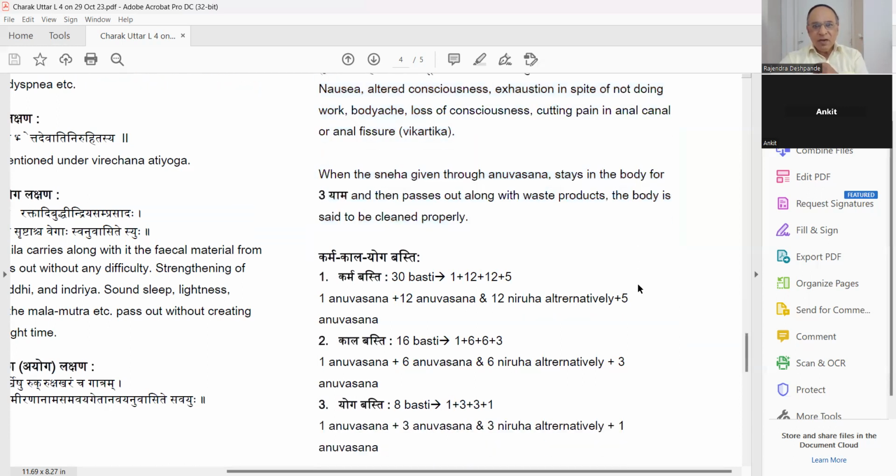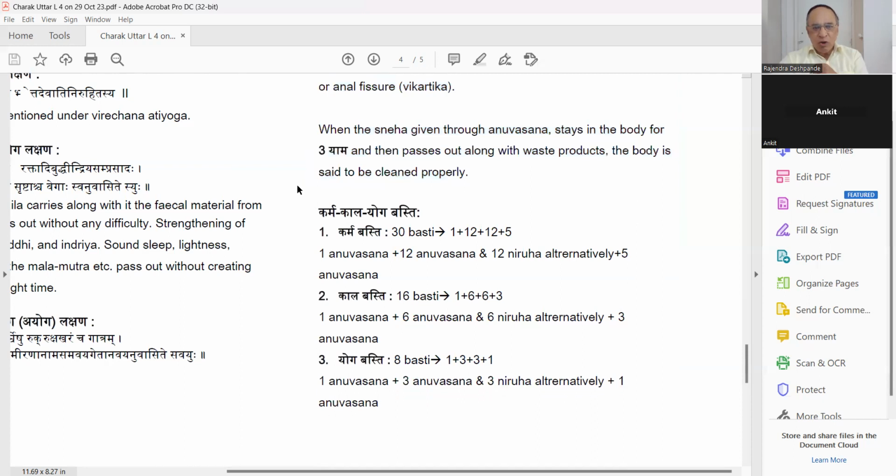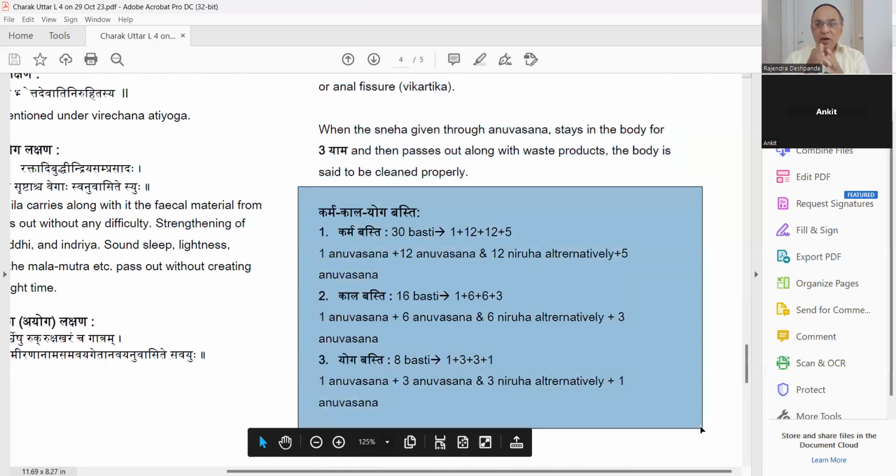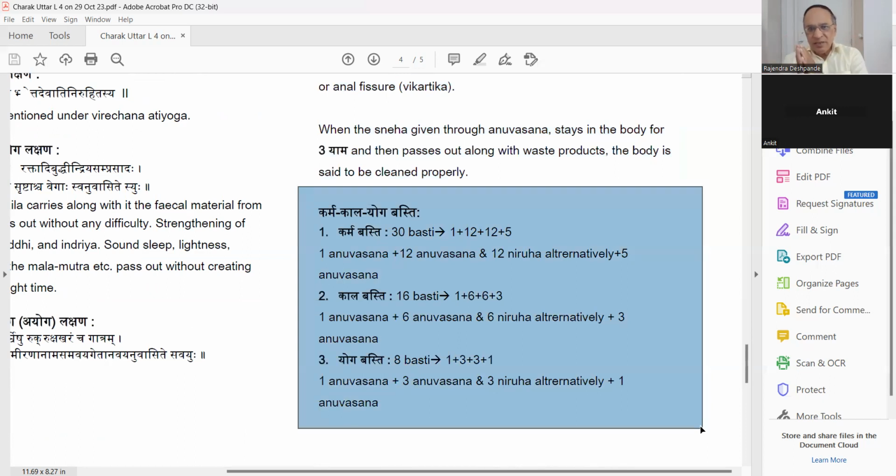Now, Karma, Kala and Yoga Basti, it is always asked for the SAQ 5 marks. Please write down, this is the note. Karma Basti, Kala Basti and Yoga Basti, 3 types of Basti. That is a combination of Anuvasan and Asthapan everywhere. Combination, Anuvasan plus Asthapan. Karma Basti, Kala Basti, Yoga Basti.